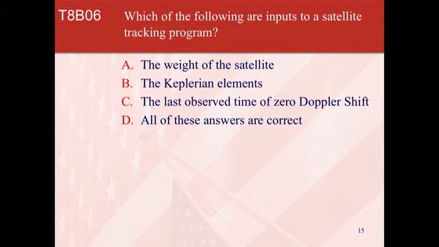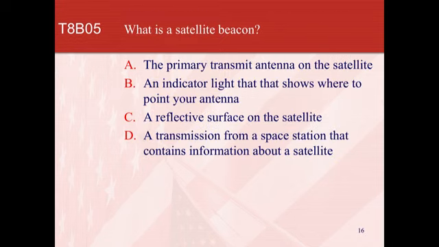Which of the following are inputs to a satellite tracking program? We have a B and a D. When we say B, it's B, the Kepler elements, which you can get from the ARRL. Just remember that fancy word, preparing. What is a satellite beacon?